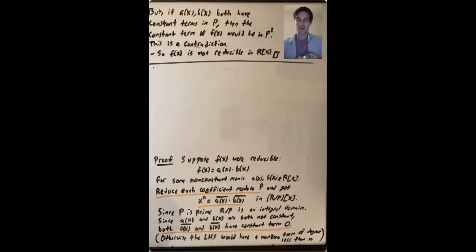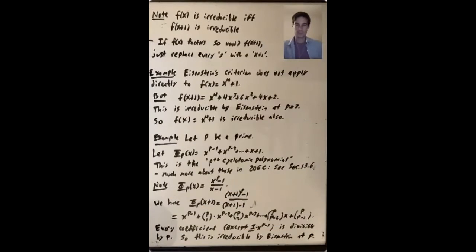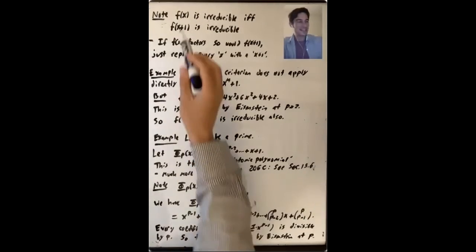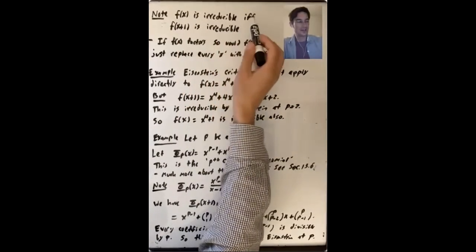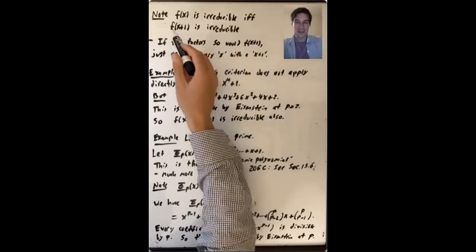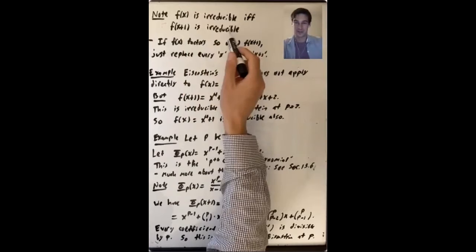All right, so the last thing I want to do in this lecture is give some applications of Eisenstein's criterion to show that certain polynomials are irreducible. It's pretty straightforward to come up with examples where you can apply Eisenstein's criterion directly. So what I want to do instead is highlight a trick that I really like, which is that f of x is irreducible if and only if f of x plus 1 is irreducible.